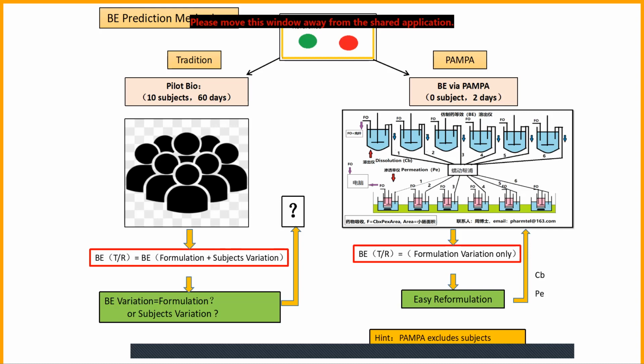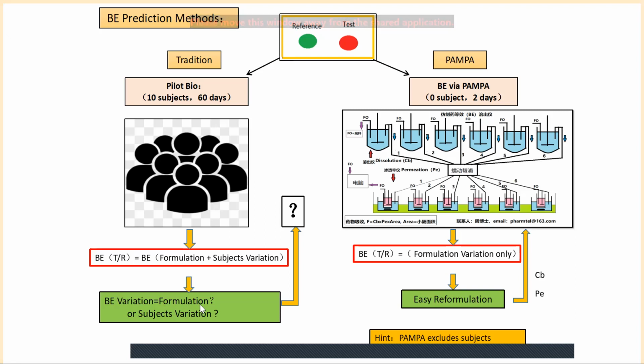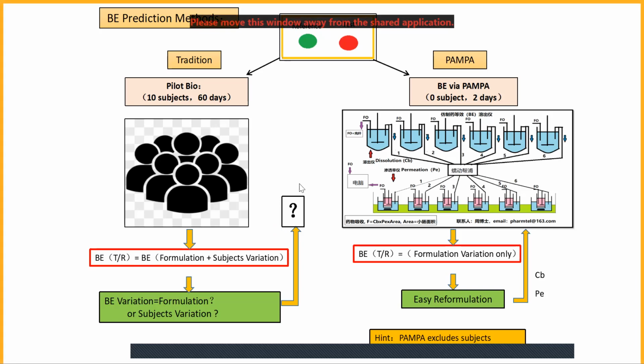So if there's some obvious deviation between T and R, you want to do reformulation, right? If it deviates, then how are you going to tell the formulation effect from the subject variation effect? It will be very difficult to tell. So in this case, you will end up guessing, right? But then you might end up failing again, right? Okay. But we can do it in a more scientific way, just by using the PAMPA dissolution.